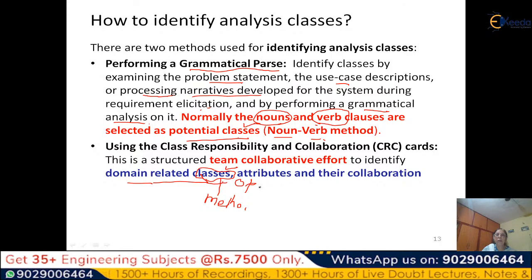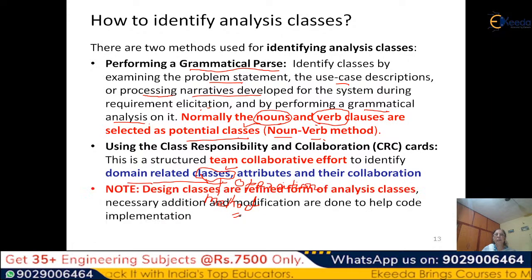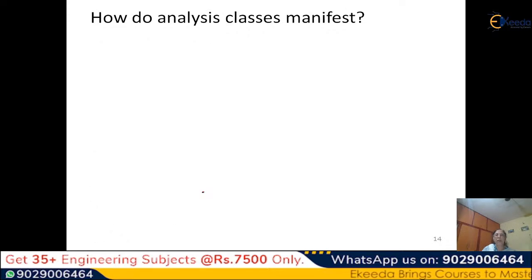At the time of doing the analysis and the design, we don't call it method, we call it operation. Finally, an operation of a class will be implemented as a method in your coding. So once we do the analysis classes, then from there we can determine the design classes in the design phase. So how do analysis classes manifest?